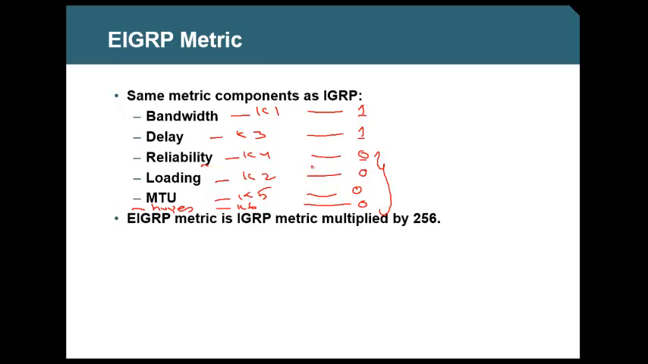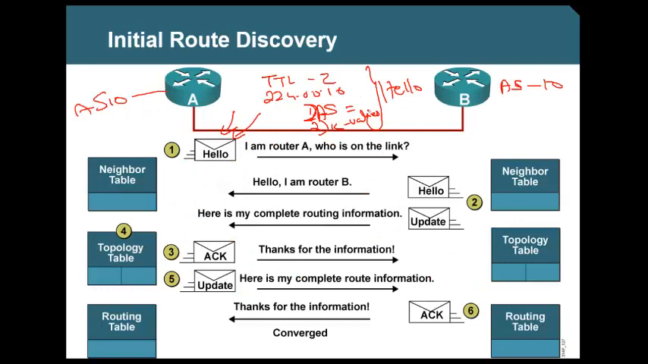Now, if I have 2 routers trying to form a neighbor, the K values of this one and the K values of this one also should match. So the K values are also sent in the hello packet, K values and the autonomous system number. We should not forget this. What does the hello packet of EIGRP carry? Autonomous system number and the K values. I'll show you by capturing some packets using Wireshark in some time.